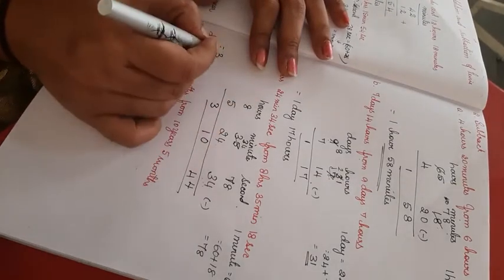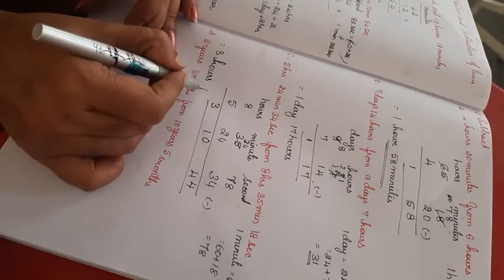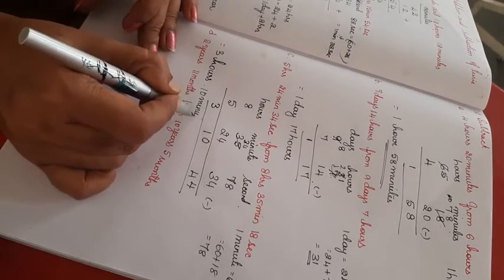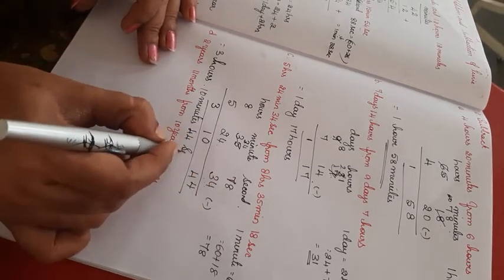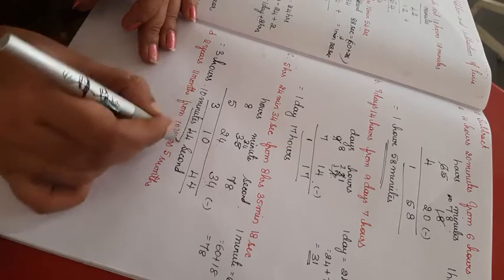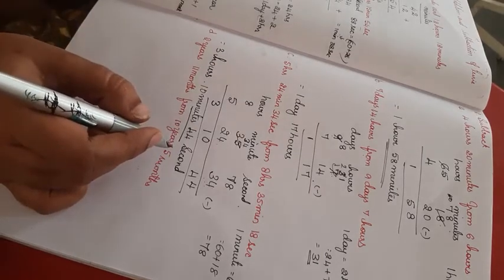3. 3 is under hours. So 3 hours. Then 10 is under minutes. 10 minutes. Then 44 seconds. Answer is this. Clear? Next one.